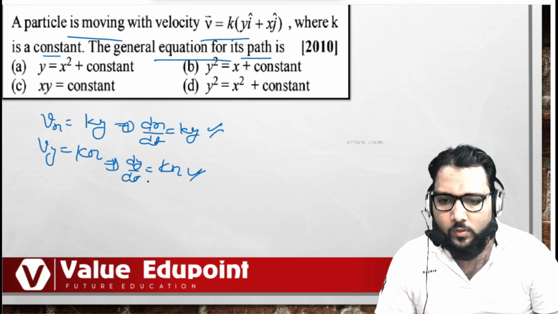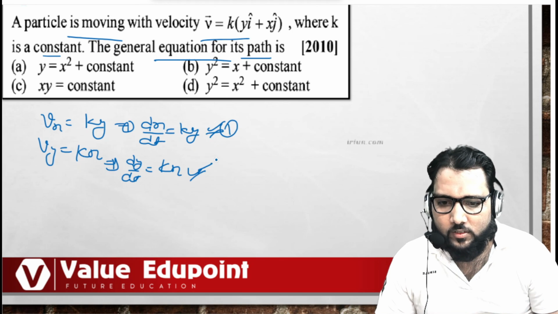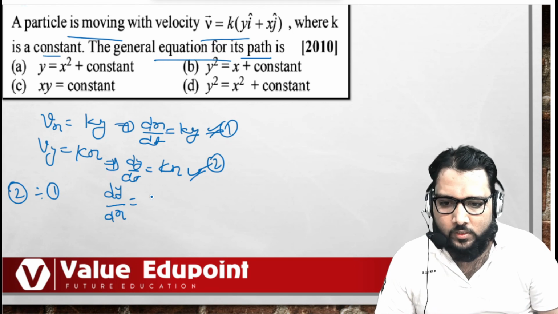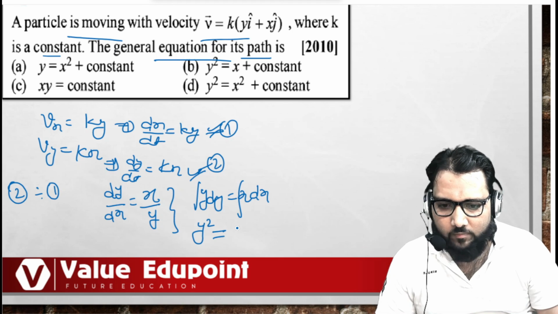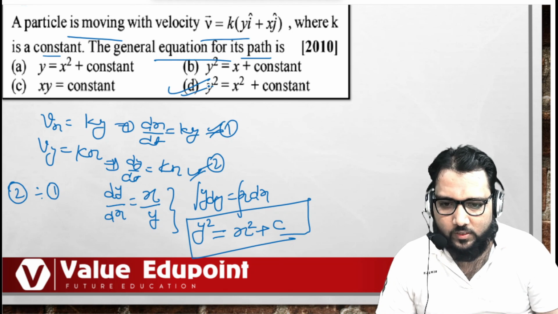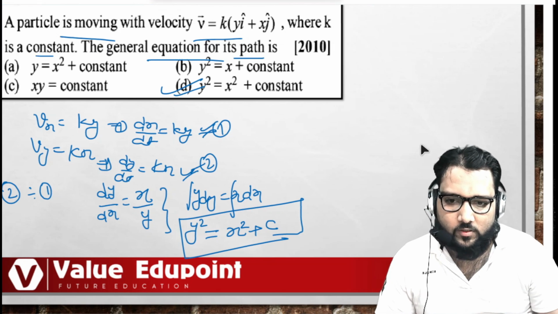Now what I am doing, I am dividing equation 2 by equation 1. So that is dy by dx, and when you divide, dt will cancel out. This will come out to be x upon y. Is it okay guys? Now you can cross multiply, that is y dy equals x dx. When you integrate this, this will come out to be y square equals x square plus some constant. So option B will be the correct answer.